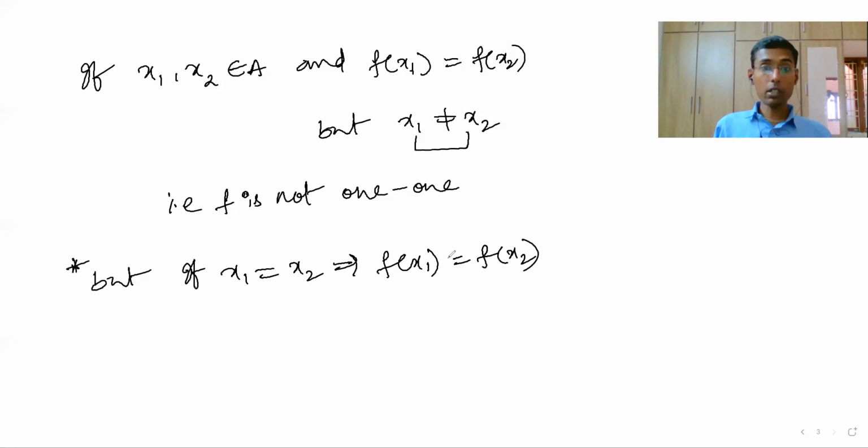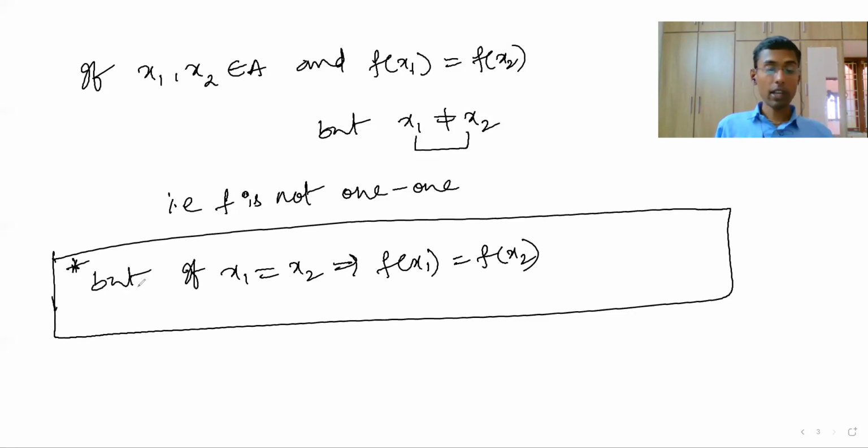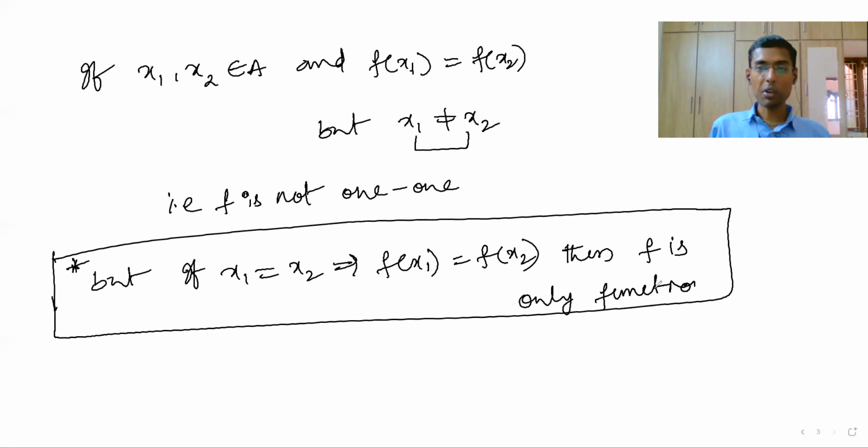Yes, sir. But this is not the way. Okay, but if f of x1 equal to x2, that means same elements, same images, you did not prove fully. Then f is only 1-1 function. You understand? That's why I'm telling you the difference.